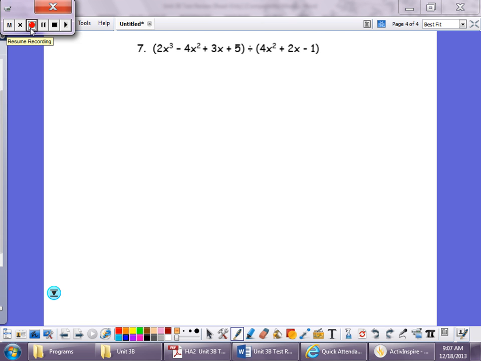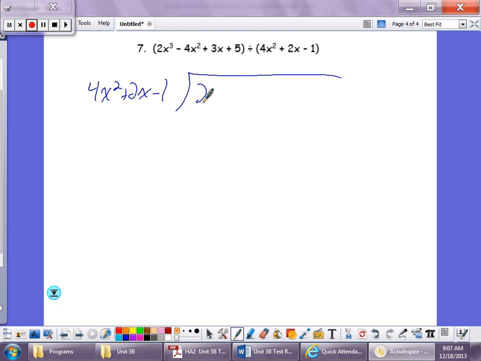So we need to divide. So when we're doing this polynomial division, you first have to make sure that it is in standard form. Both of these are in standard form, so we can continue. So we have 4x squared plus 2x minus 1 going into 2x cubed minus 4x squared plus 3x plus 5. All right? So I have 3 terms here. So that means I'm going to look at 3 terms here. So I'm taking these 3 terms, putting them into these 3.